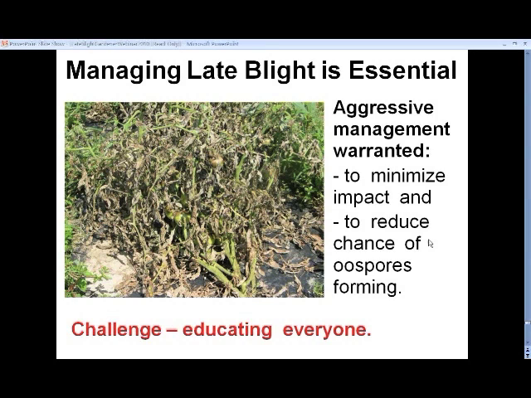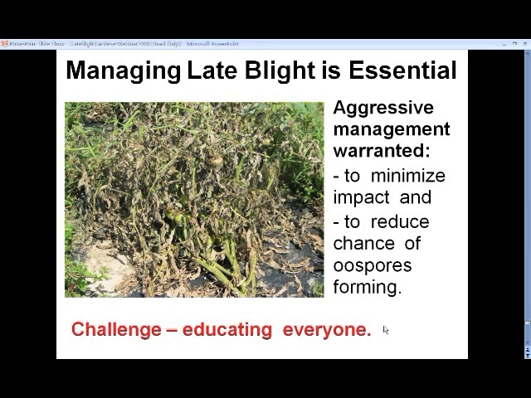Another reason to be really aggressive about managing, and not just allow those plants to sit in your garden for the rest of the season, is if, by chance, both mating types did appear in your garden, the sooner you get rid of the plants, the less the opportunity there is for those two different mating types to grow together and oospores to form. Once that happens, the pathogen can survive right there in the soil. Very critical. We don't want that to happen.